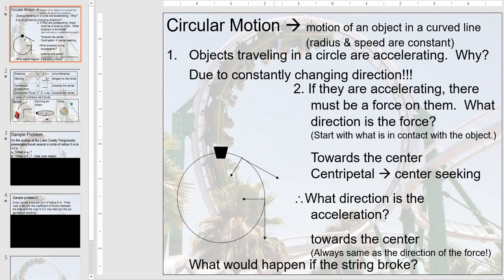In everything we've done so far, the object wants to move in a straight line. What the force does is constantly pull it towards the center, which is what makes it move in that circular shape. So it's being pulled toward the center, constantly moving in this circle shape.